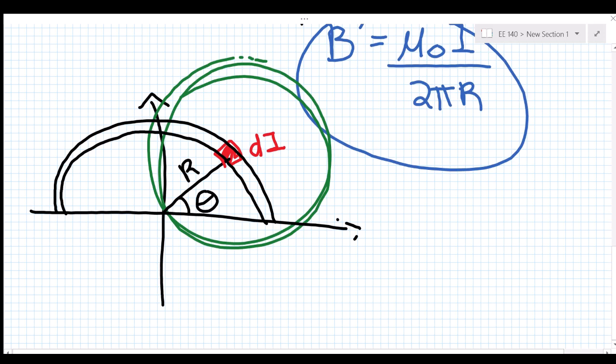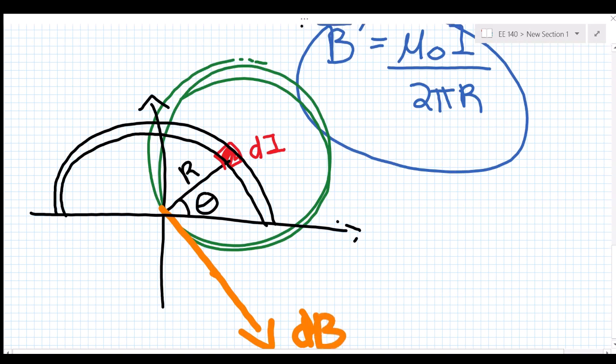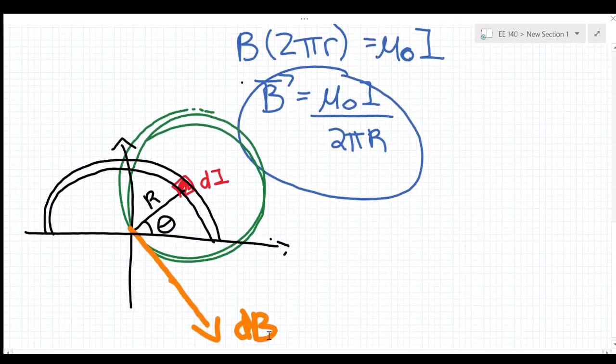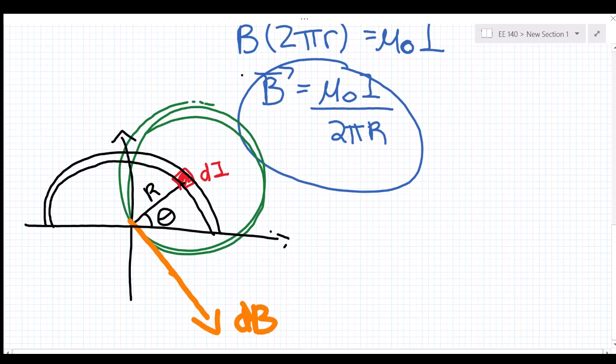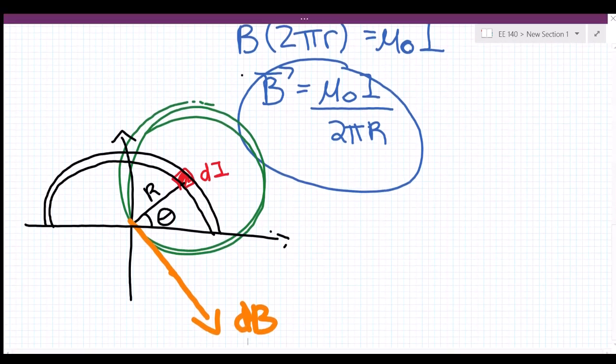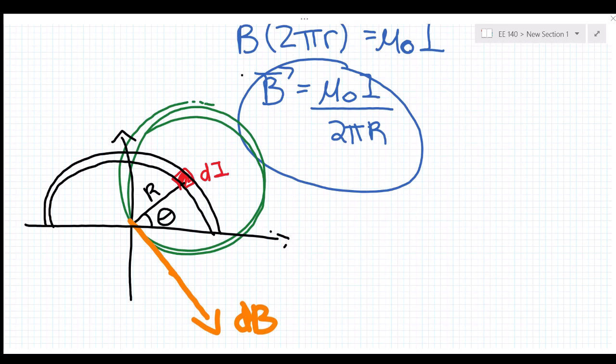And the radius would also be the same as the one calculated for the infinite wire, because this tiny dI is basically an infinite wire. So tangent to the circle is our dB vector, our magnetic field vector. And since it's a vector, it also has x and y components.